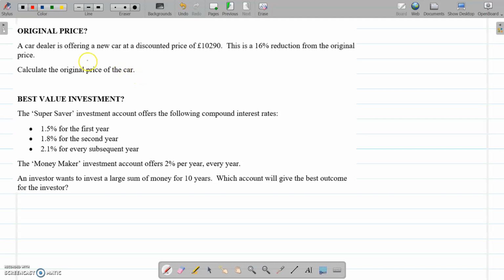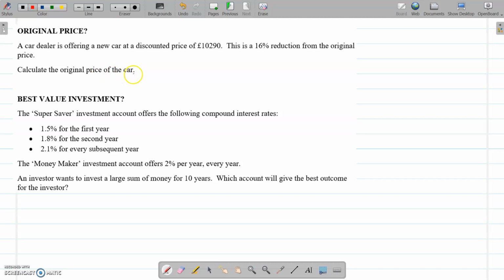Okay, now this first question is about a car dealer offering a new car at a discounted price of 10,290. This is a 16% reduction from its original price, and we've got to find the original price of the car. Well, what you do not do is find 16% of 10,290. That is wrong. It will get you no marks.